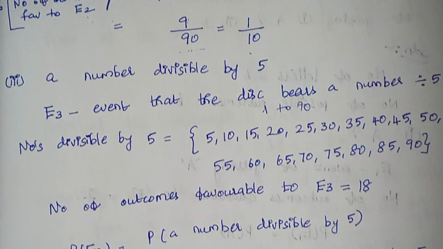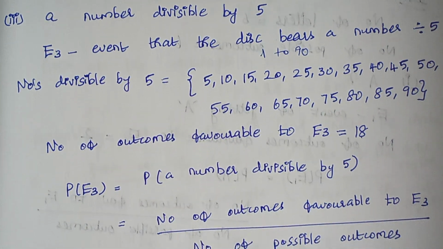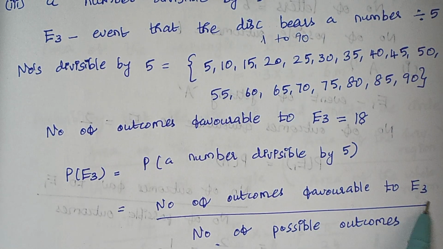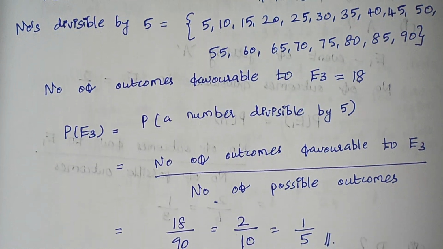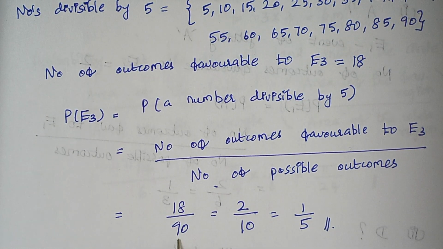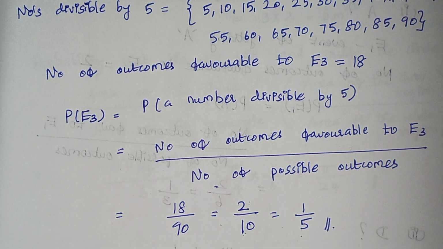So probability of E3 is the probability of a number divisible by 5. So here it is the number of outcomes favorable to E3 divided by the number of possible outcomes. So here outcomes favorable to E3 are 18 and total possible outcomes are 90. So 18 by 90. Once you solve, we get the answer 2 by 10. Again when you divide by 2, it is 1 by 5. So probability of E3 here is 1 by 5. So this problem is over. We will proceed with our next one.